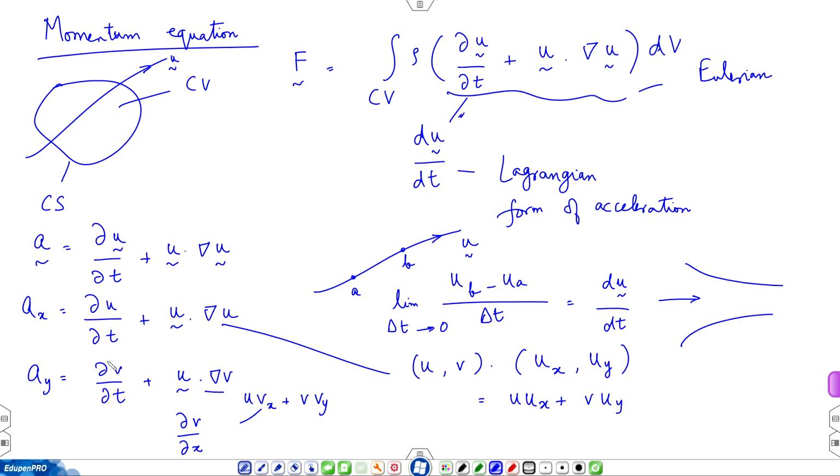Suppose you have an engine operating. So, in the combustion chamber of the engine, velocities are changing with time, actively changing with time.